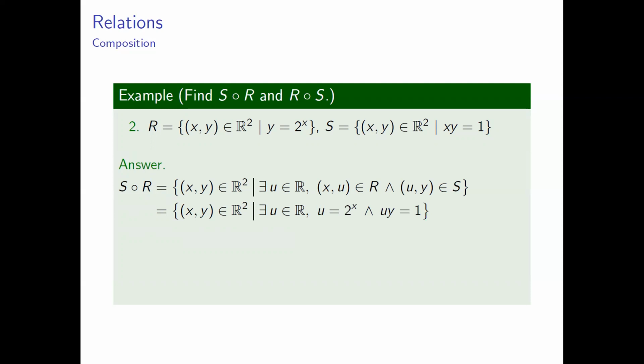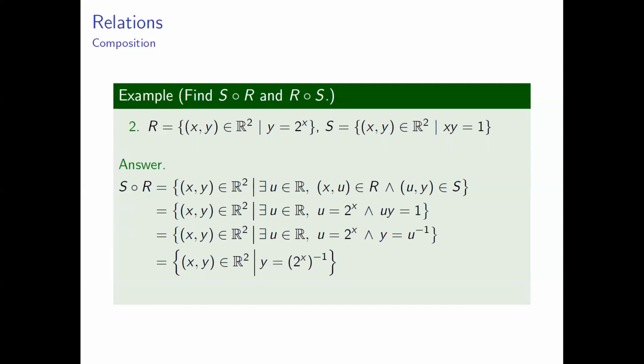is equal to 1. The condition u times y equals 1 is equivalent to y equals u raised to negative 1. Since u is equal to 2 raised to x, the predicate is equivalent to the condition y is equal to (2 raised to x) raised to negative 1. Therefore, SR is equal to the set of all ordered pairs xy of real numbers such that y is equal to 2 raised to negative x.